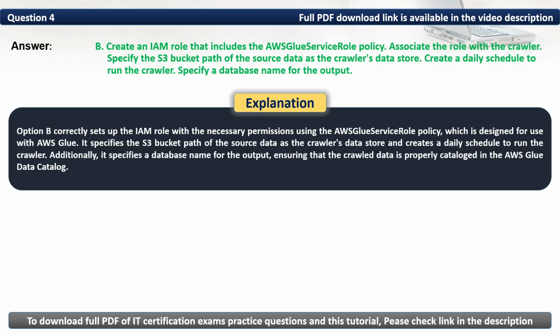Option B correctly sets up the IAM role with the necessary permissions using the AWS Glue Service Role policy, which is designed for use with AWS Glue. It specifies the S3 bucket path of the source data as the crawler's data store and creates a daily schedule to run the crawler. Additionally, it specifies a database name for the output, ensuring that the crawled data is properly cataloged in the AWS Glue data catalog.